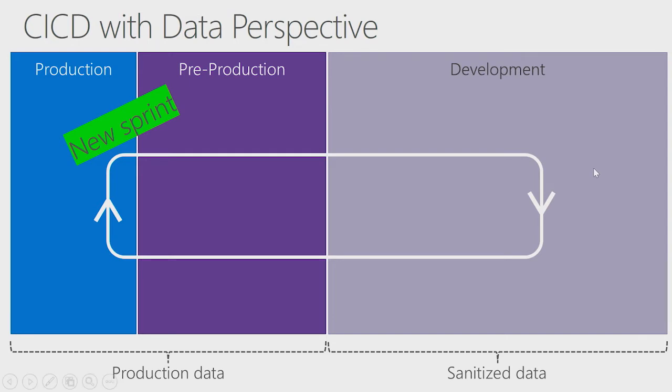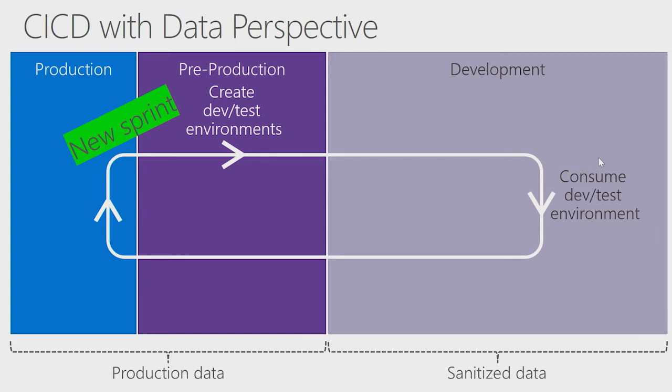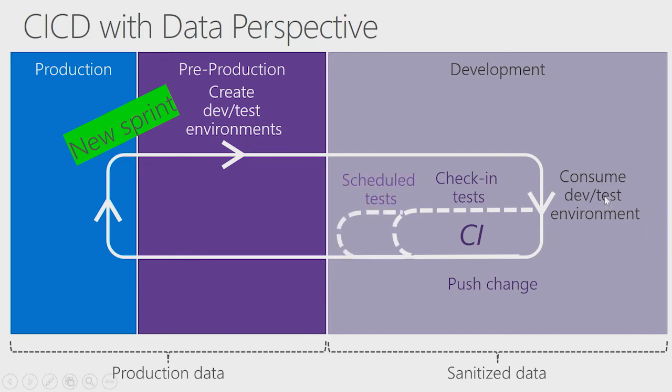So how does it work? Usually, when a new sprint starts, we prepare dev and test environments, and developers consume the dev and test environments. They either fix bugs or improve the feature and check in the change. And we run continuous integration, running the check-in tests, which is mostly unit testing. And we run the scheduled testing, and we repeat.